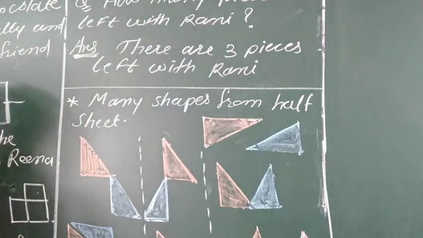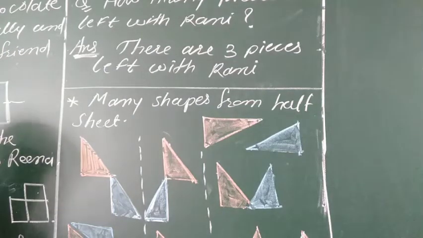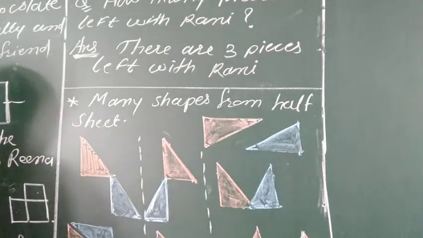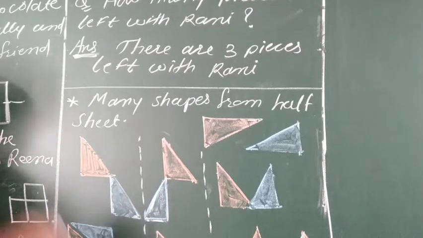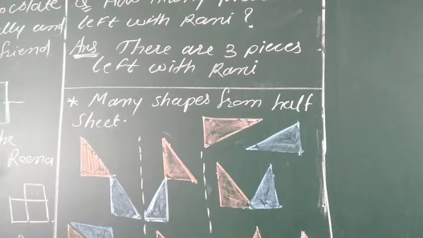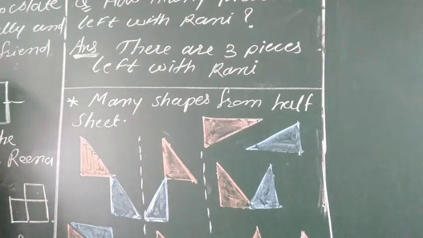So one more is here. See, this is one and another one is like that. It is a blue color sheet and now it is a pink color sheet. So these are two halves, and by joining these two halves, one more shape is formed here. So this way we can make a different shape by making two different halves.